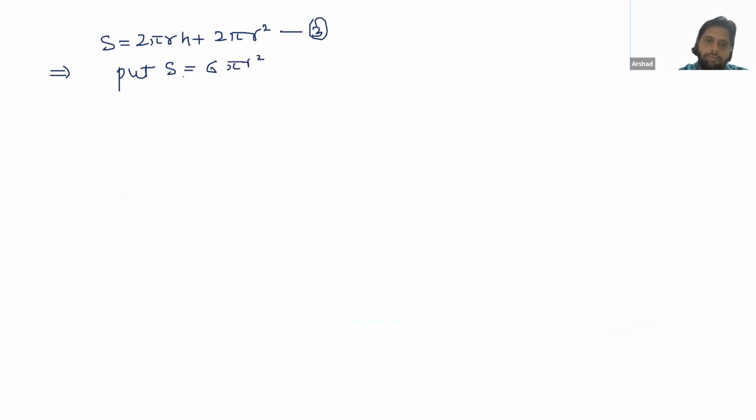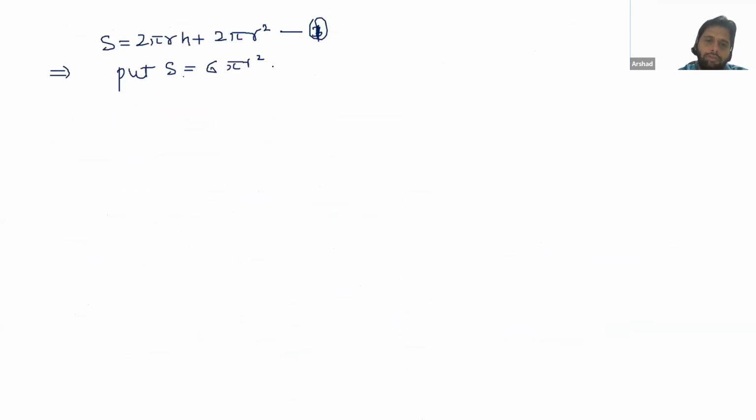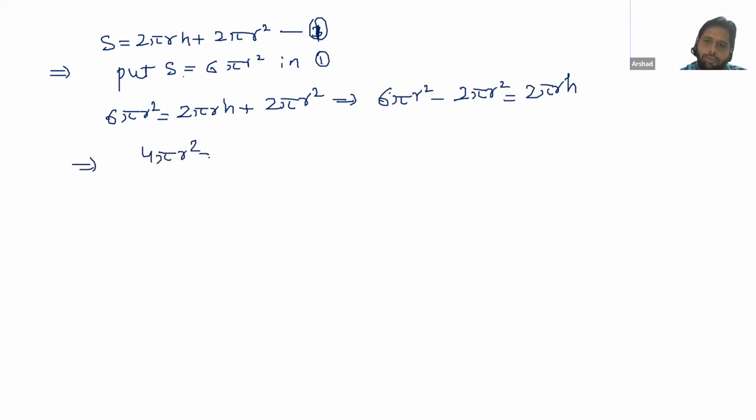Let this be first. Sorry. Put S equal to 6 pi r square in 1. So what you will get here? 6 pi r square is equal to 2 pi r h plus 2 pi r square. Sir, I'm getting h equal to square root of 2S by 3 pi. Okay, let me solve this. So here we get 6 pi r square minus 2 pi r square equal to 2 pi r h. So cancel this, we get 4 pi r square equal to 2 pi r h.